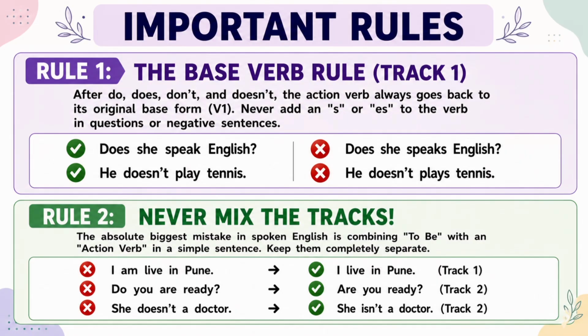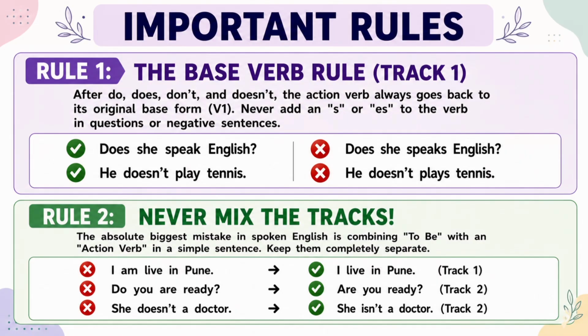Rule number 2 is never mix the tracks. One of the biggest mistakes in spoken English is mixing to be with an action verb in a simple sentence. Keep these two tracks completely separate. These sentences are incorrect. I am live in Pune. Do you are ready? She doesn't a doctor.